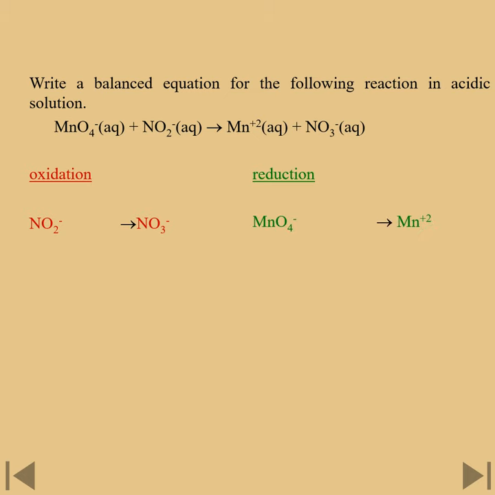Okay, now step 2A, we're going to balance these, and so 1 nitrogen on the left, 1 nitrogen on the right, that's already balanced. Then 1 manganese on the left, 1 manganese on the right, that's balanced as well. Then step 2B, we add electrons to balance the oxidation number, and the nitrogen went from +3 to +5, which means it lost 2 electrons. The manganese, on the other hand, went from +7 to +2 by gaining 5 electrons.